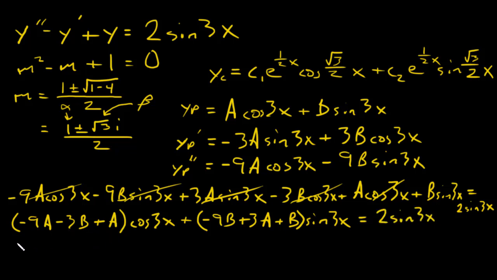Okay, I can condense this a little bit. This is going to become negative 8a minus 3b. There is no cosine 3x from over here, so this is going to be equal to 0. And then when I've got negative 9b plus the positive b, this is going to be negative 8b plus 3a is going to equal, well, it has to equal to 2, right? Okay, so I wind up with a system of equations that I can solve. I'm going to do that on the next page.